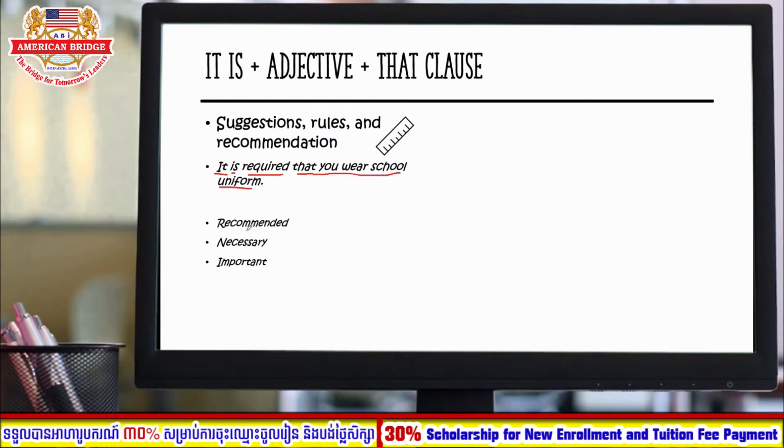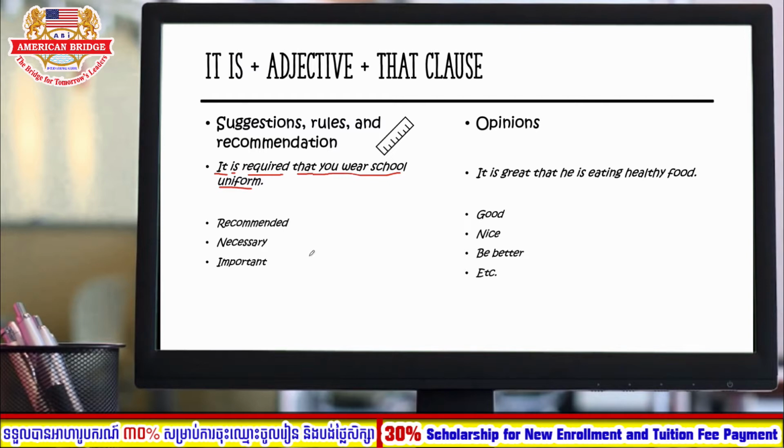In order to use this structure, you need to use an adjective which shows a suggestion, a rule, or a recommendation. So here are some useful phrases and adjectives that you can use. For example, here we have the words recommended, necessary, and important. Also, you can use this structure to talk about your own opinions.